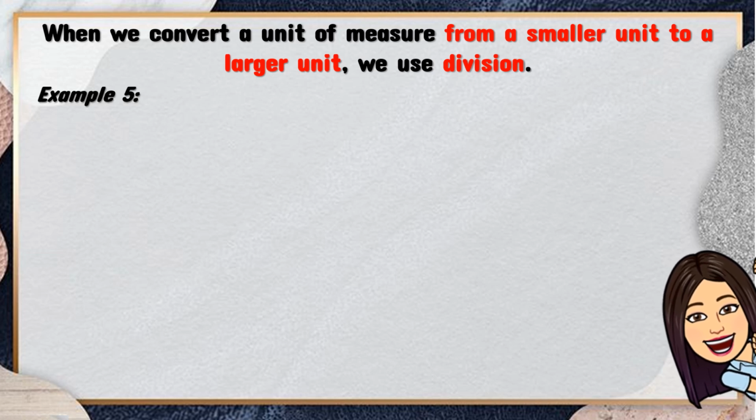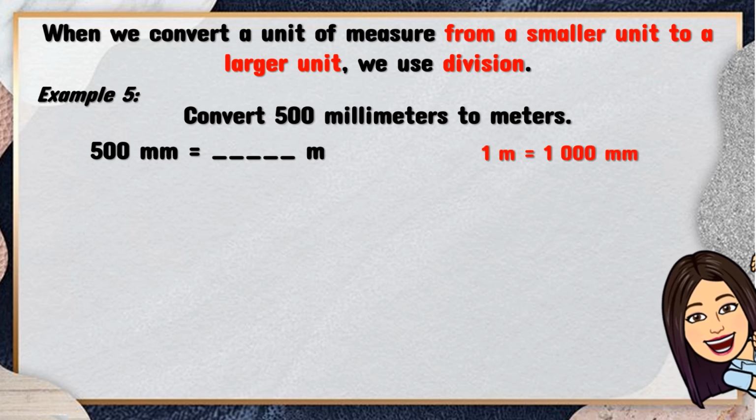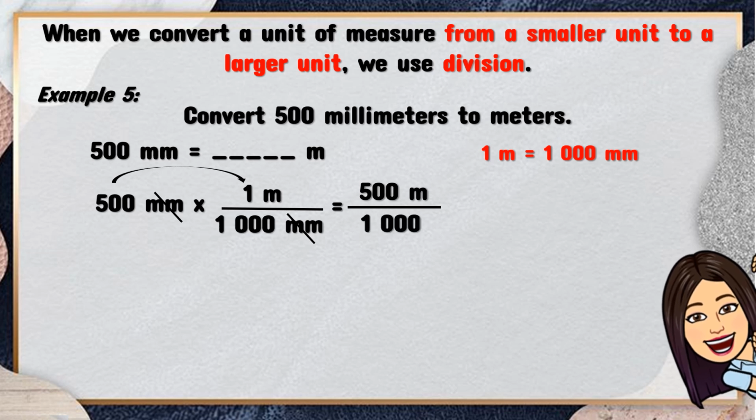Let's do the next example. Convert 500 millimeters to meters. And 1 meter is equal to 1,000 millimeters. So 500 millimeters times, let's write the conversion unit, 1 meter over 1,000 millimeters. Cancel the same unit, millimeters. Then multiply 500 times 1 is equal to 500 meters divided by 1,000, and it's equal to 0.5 meters.